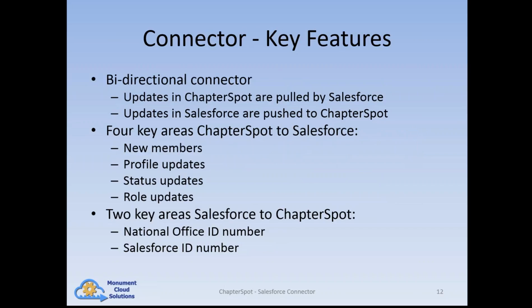So what are the key features of the connector that we've built? First off, it's a bi-directional connector. Updates in ChapterSpot are pulled by Salesforce into that system, and then updates in the Salesforce system are pushed to ChapterSpot. There's 4 key areas where data moves from ChapterSpot to Salesforce. These are new members, profile updates, status updates, and role updates. And then 2 areas within Salesforce where data is moved back over to the ChapterSpot system. And this is the National Office ID number and the Salesforce ID number.